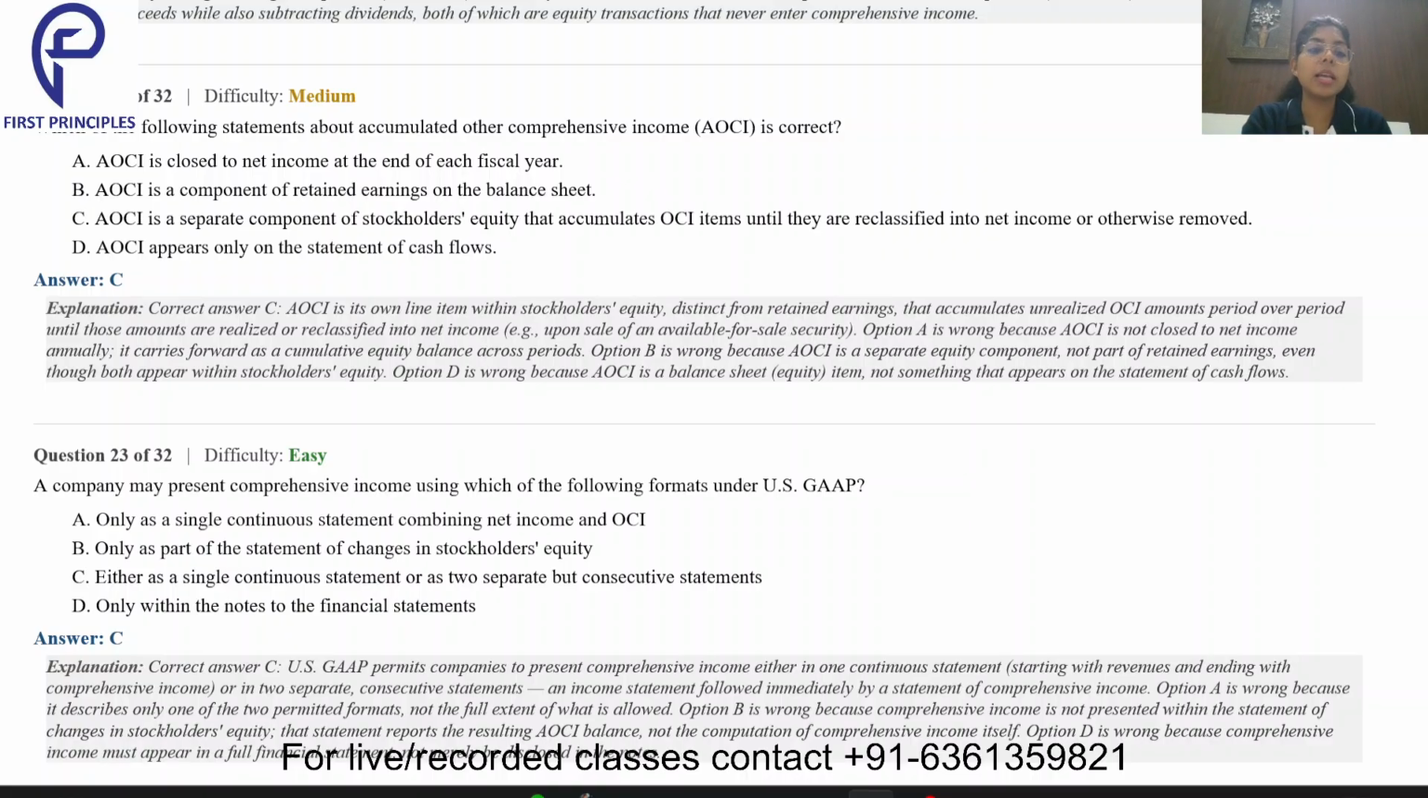Option D: AOCI appears only on the statement of cash flows. Is it correct? No, AOCI is never reported on the statement of cash flows. It is reported under the equity section of the balance sheet.